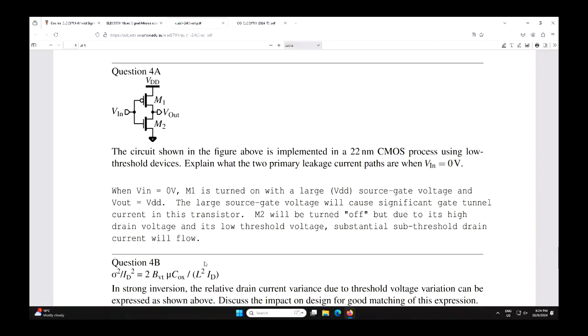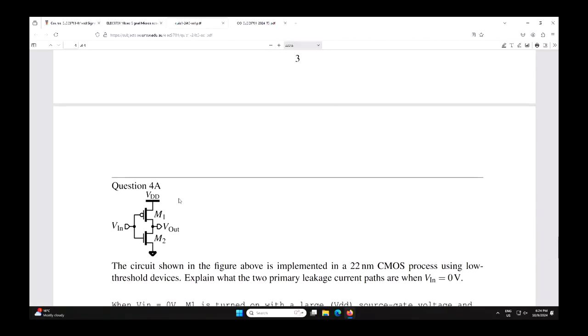Okay, so this one was about gate leakage. No, sorry, it was about what is the leakage. So if the input here is at 0 volts, where is the leakage path? With 0 volts, this one is going to be off, ideally, and the top one is going to be on. The top one is going to be in the triode region, so we're going to have a large voltage between the gate and the channel. So we're going to have substantial gate leakage that way.